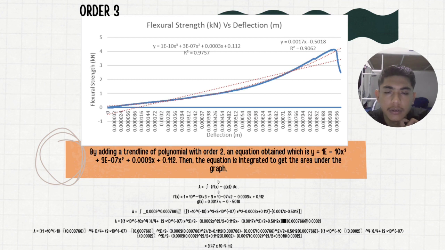This is also one of our orders. You can see the calculation. Also, the answer is at the bottom of the line.